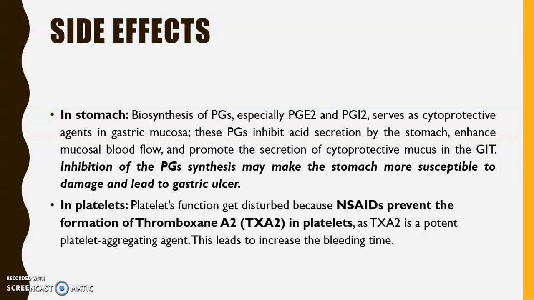Now in platelets, thromboxane A2 helps in blood clotting by enhancing platelet aggregation. So now if COX-1 and 2 are inhibited due to NSAIDs, formation of thromboxanes also will not occur in platelets. Now this may lead to increase in bleeding time.